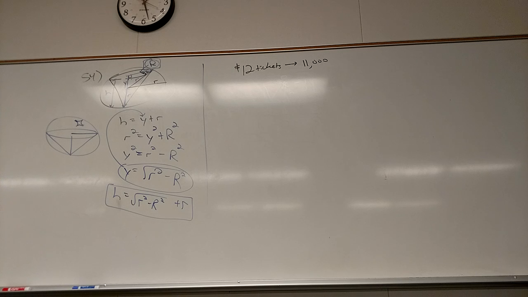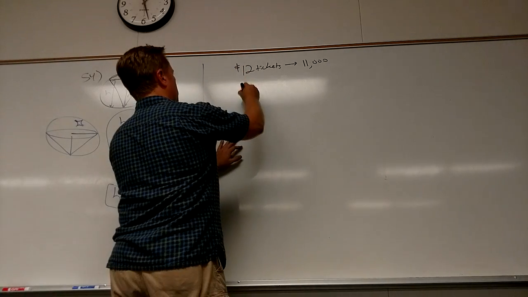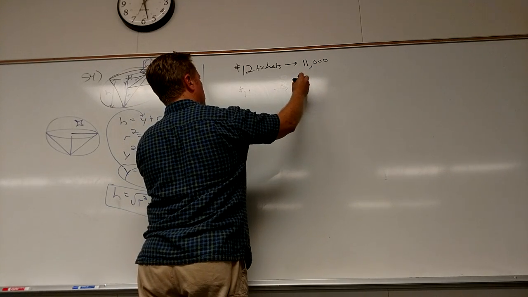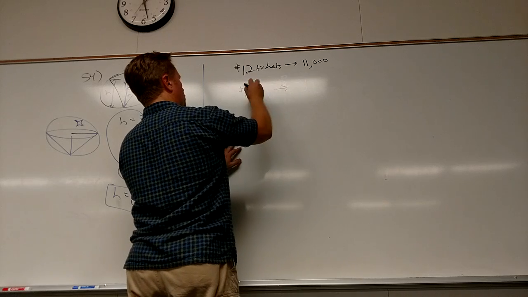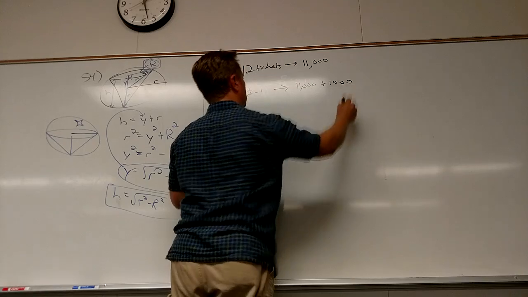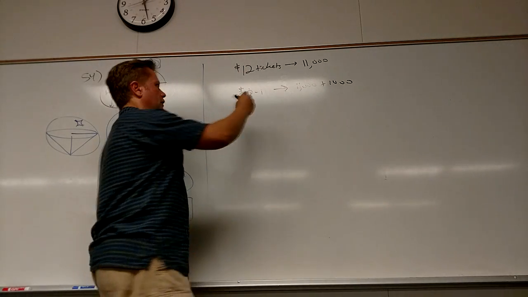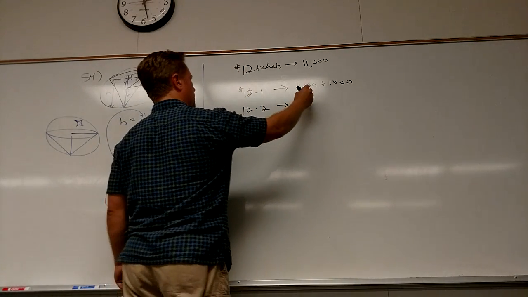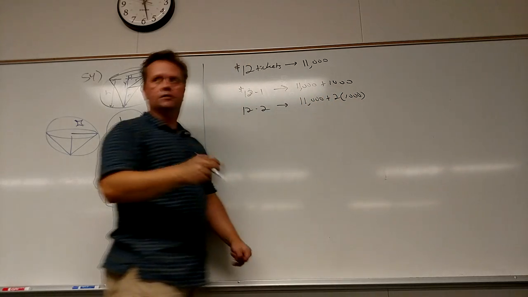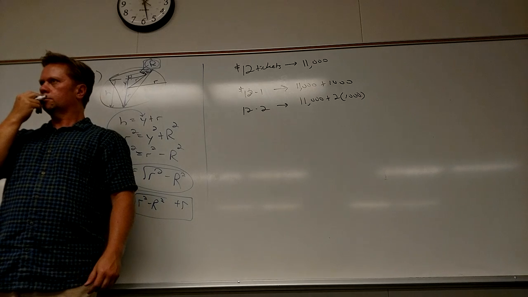For each dollar the ticket price is lowered, average attendance increases by 1,000. So if I drop this to $11, what does the attendance do? 12,000. Yeah, so if I do 12 minus 1, this does 11,000 plus 1,000. If I do 12 minus 2, this does 11,000 plus 2 times 1,000. Do you guys see what I'm doing?